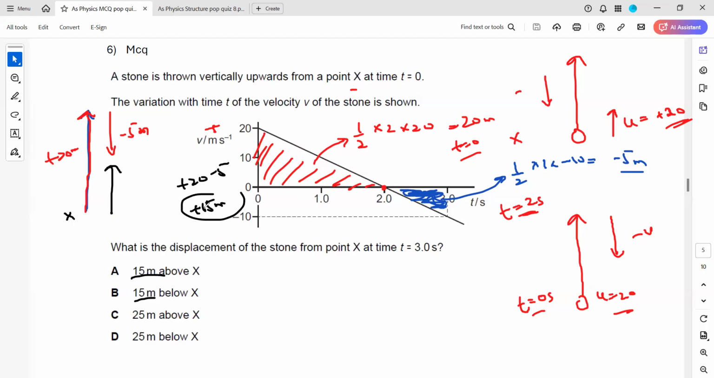When we simplify, our answer is positive. If our answer is positive, it means it is above the launching position. If the answer was negative, like when we simplify and our answer comes out negative, it means it's below the point x. So this object is above point x. So this is the 15 meter and that is above point x. That's why A should be the right answer. Is it clear? Question 6.